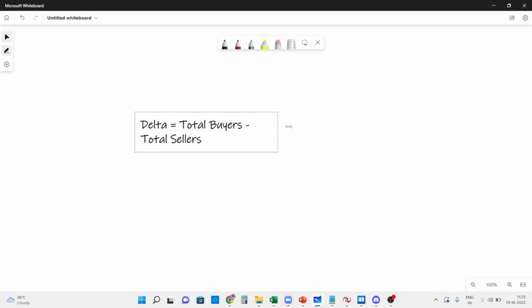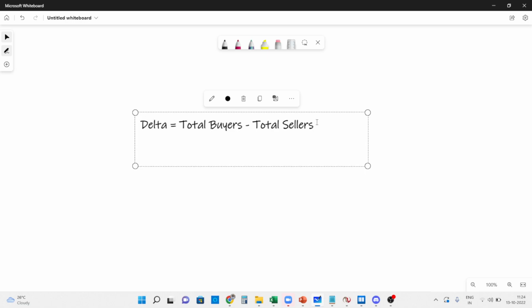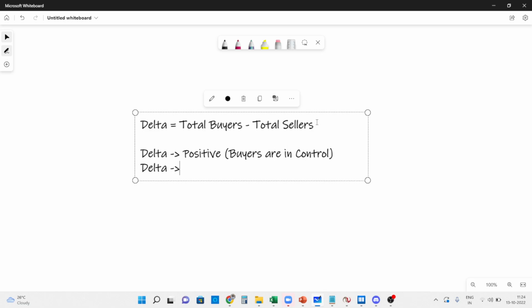From the Bookmap, you can track how much buyers came in for the day and how much sellers came in for the day. So that is what delta is all about. Delta is total buyers minus total sellers. If the delta is positive, that means buyers are in control. Whereas if the delta is negative, that means sellers are in control. It's a traditional order flow, very simple order flow concept. Nothing much complex over there.